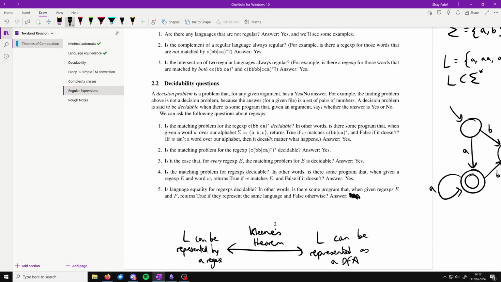Yeah, cool. And finally, is language equality for regular expressions decidable? So is there some program where if we give it two regular expressions, E and F, it tells us if they represent the same language, it says true if they represent the same language and false otherwise. And whatever we think our answer is, let's try and justify it. No. Okay, what makes us say no?